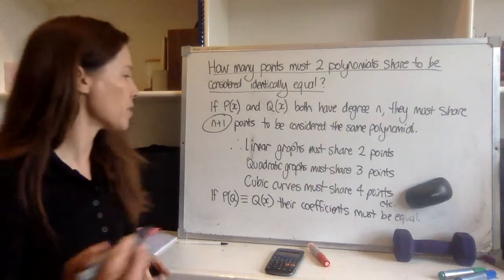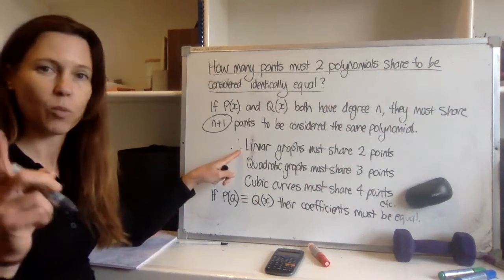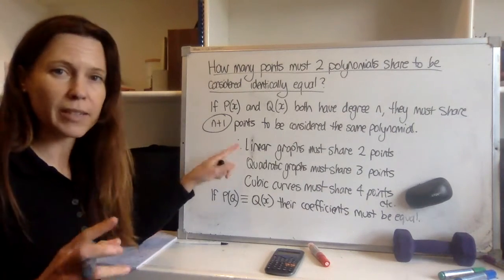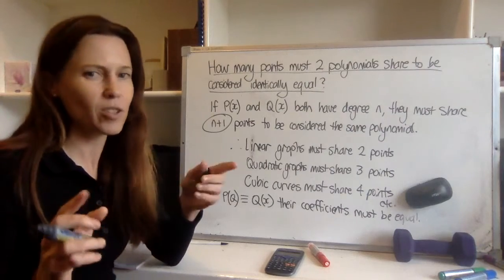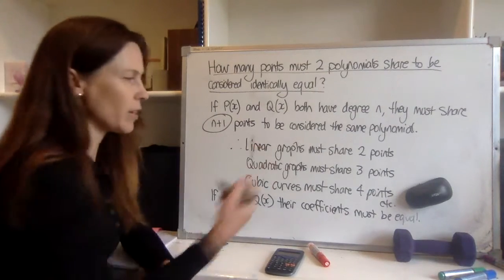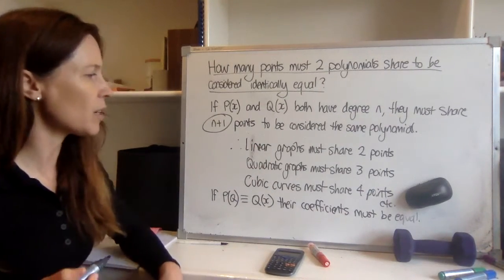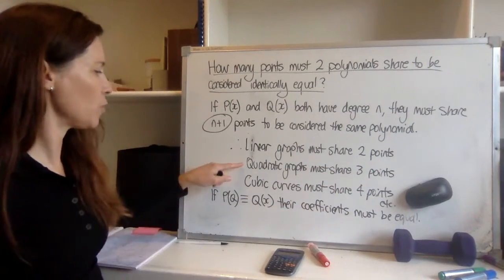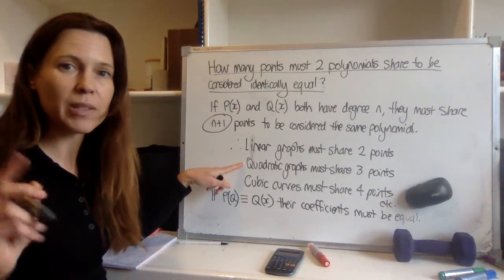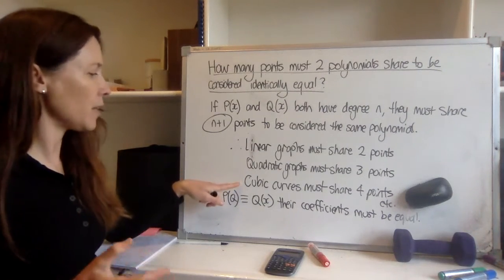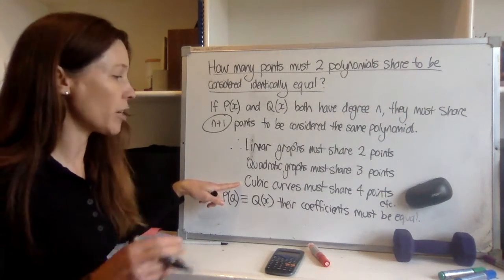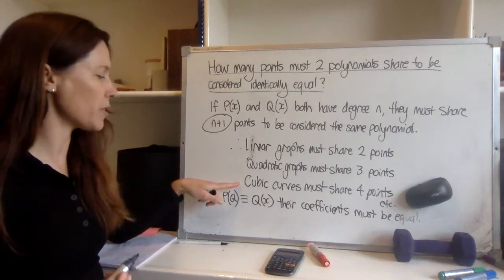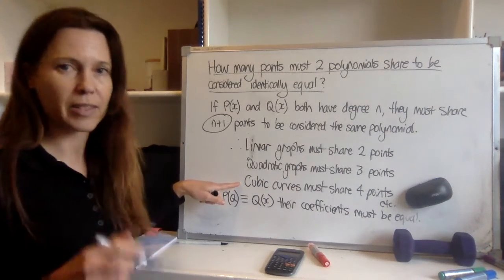Now this makes sense. Two straight lines have got degree 1. So if you've got two lines, and we should write that, linear graphs, I guess that takes into account that they're straight, that are sharing any 2 points, then they're the same line. If two parabolas are sharing 3 points, they are the same parabola. And if two cubic curves are sharing 4 points, or more obviously, then they are in fact the same cubic curve.